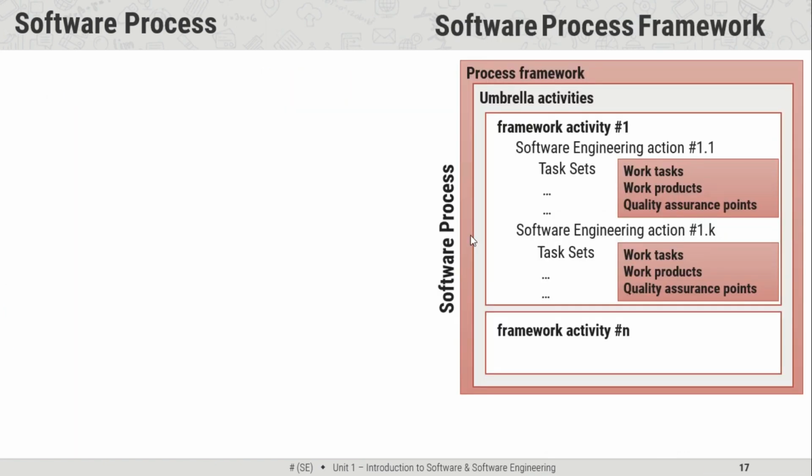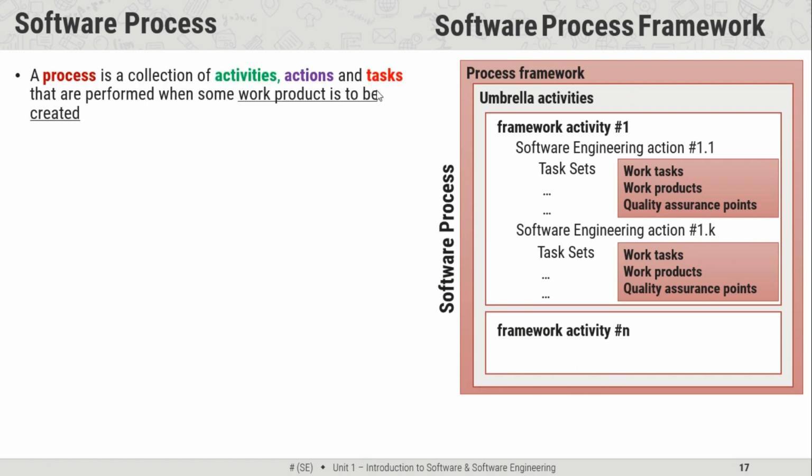Now, whenever we say software process, we have this kind of framework. First of all, what is a process? We know this is a kind of prescription, so it must have a list of things we have to follow to build software. A process is a collection of activities, actions and tasks that are performed when some work product is to be created. Means we want to get the solution to some particular problem, then we follow these activities, actions and tasks in terms of software.